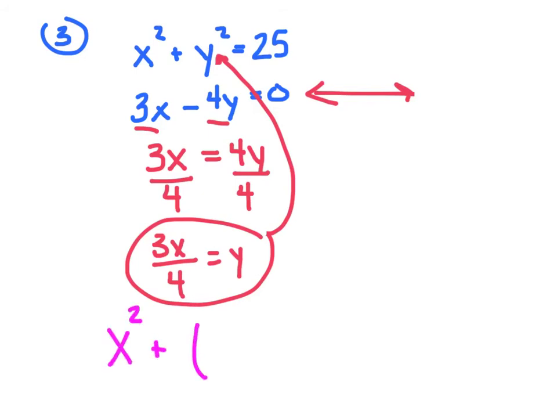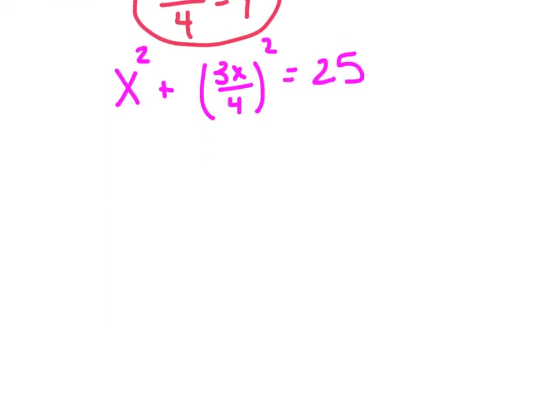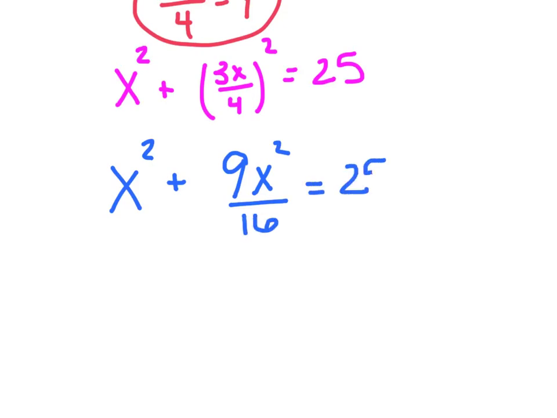Okay, so when I substitute this in, I get (3x over 4) squared equals 25. Okay. Now, we're all good at squaring things. Remember, when you have a fraction, you just do it to the top and the bottom. No big deal. The 3 turns into a 9. The x becomes x squared. And the 4 turns into a 16, equals 25.